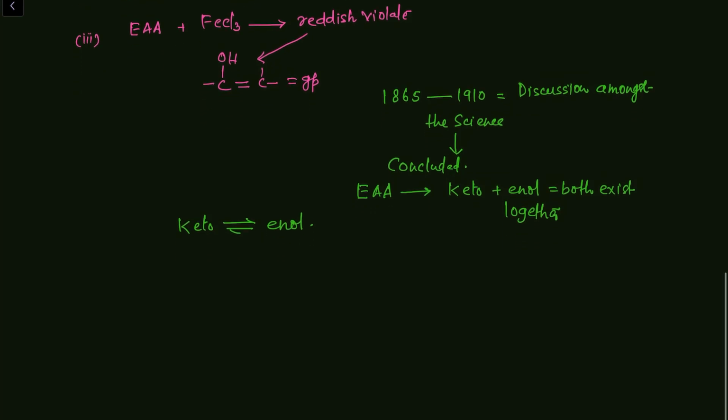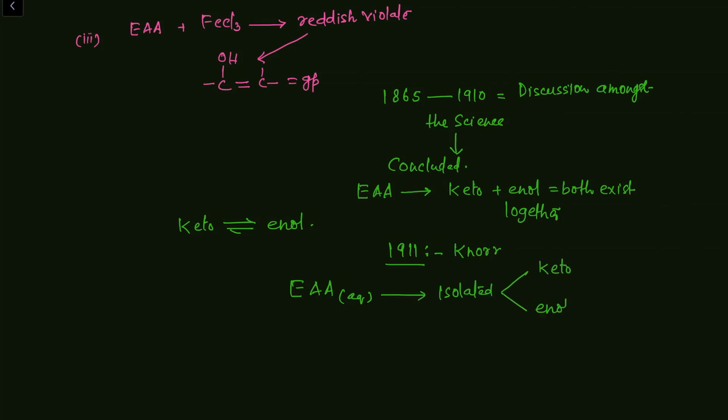And see the gift of God given to the hard workers, Gaither and Franklin Dopa: after 1910, in 1911, there was one scientist whose name is what? Knorr. What he did: from the aqueous solution of ethyl acetoacetate, he isolated separately the keto form and the enol form. So now after 1911, the work of Knorr confirmed the work of Gaither and Franklin Dopa, and finally in 1911 there was the complete birth of Keto-Enol Tautomerism.